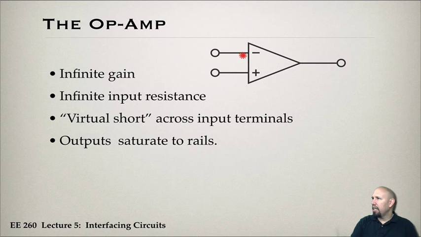One input is the negative, one input is the positive. Sometimes we'll have the plus up here and the minus up there. It doesn't matter as long as we know which one is which. And so we have a virtual short across the terminals. We'll talk about what that means in a little bit. Outputs saturate to the rail. So if you have infinite gain and you apply a voltage across these terminals, the output will go to as large a value as it possibly can, and that is called the rail.